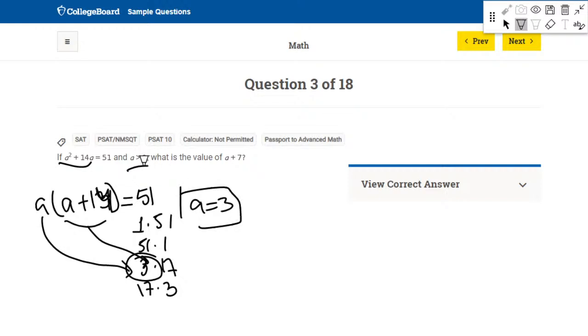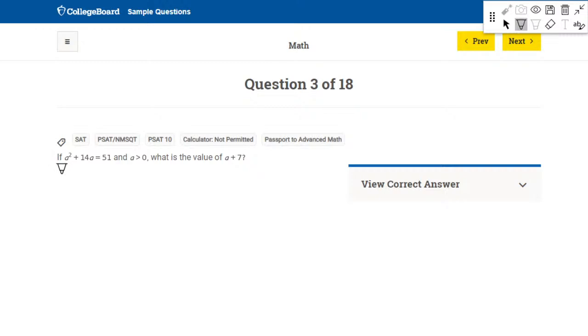This is one of the answers. So a is more than 0. Let's check. 3 squared is 9, plus 14 multiplied by 3, it's 42. It gives us 51. But let's not forget the question, a plus 7. So 3 plus 7 equals 10. However, what is the other way to solve it?